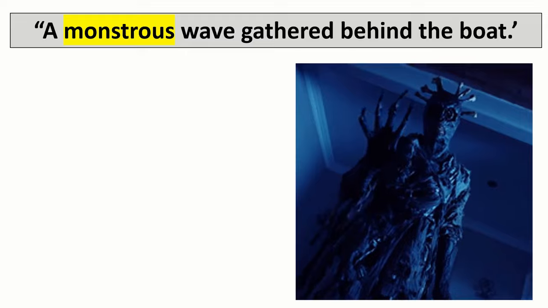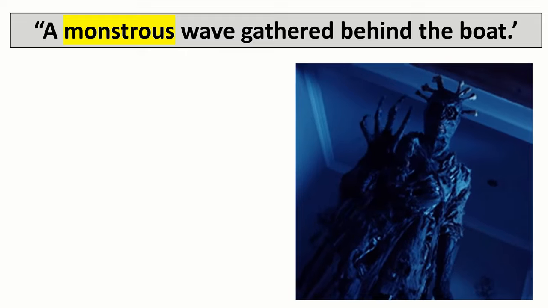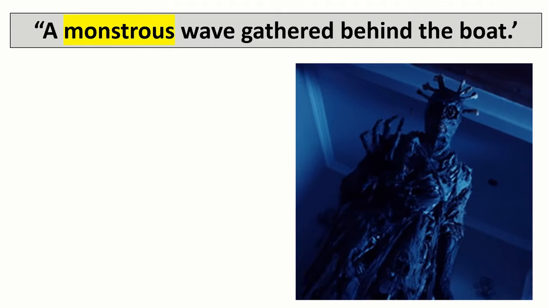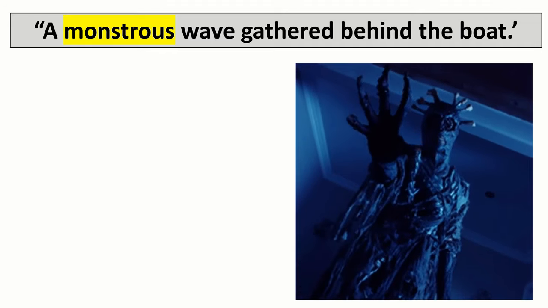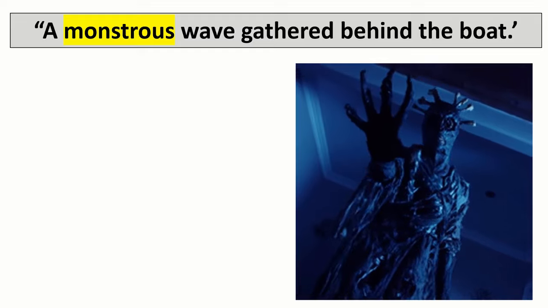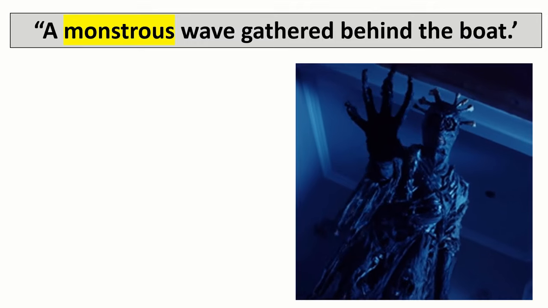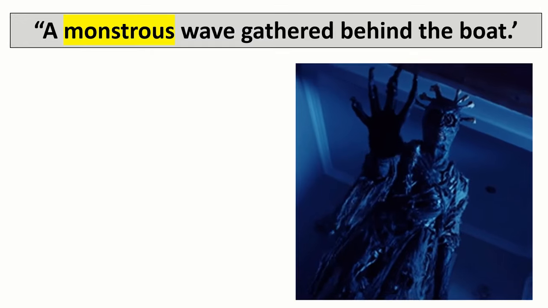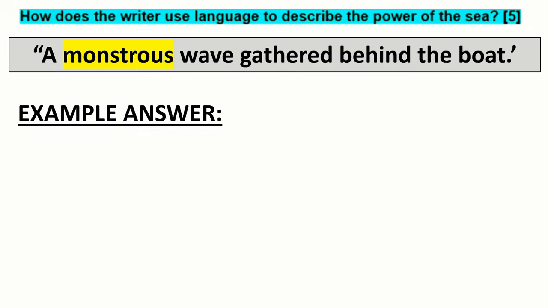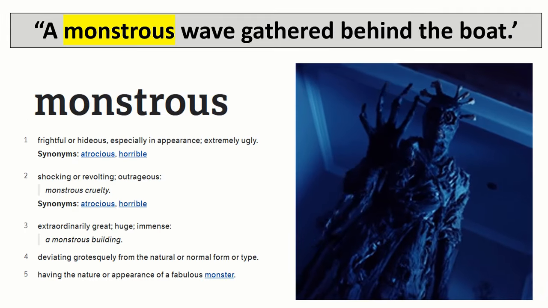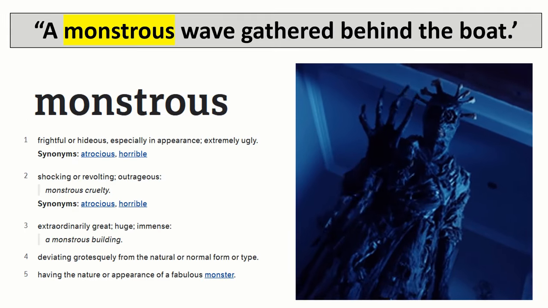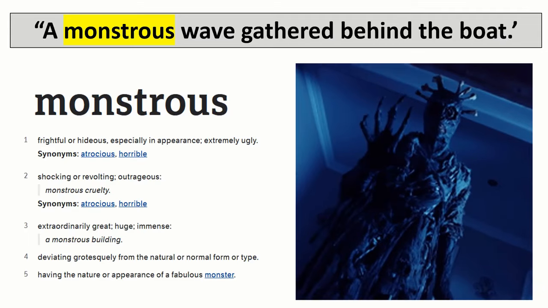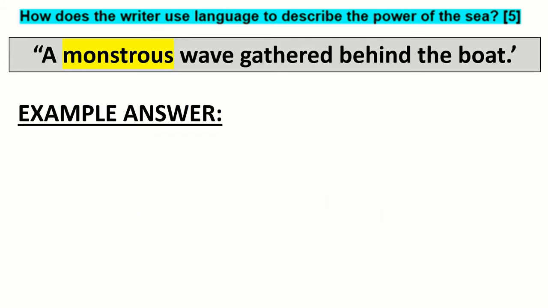Another one, it says a monstrous wave gathered behind the boat. Again, zoom into the adjectives. It could have just said a wave gathered behind the boat. We wouldn't say anything. It could have said a big wave, a tiny wave, I don't know, an erratic wave. But zoom into the word monstrous. The writer has used it on purpose to give an effect on the reader. And think about what a monster is. Frightful, hideous, revolting, shocking, grotesque. That is how he wants the wave to come across in the reader's mind.